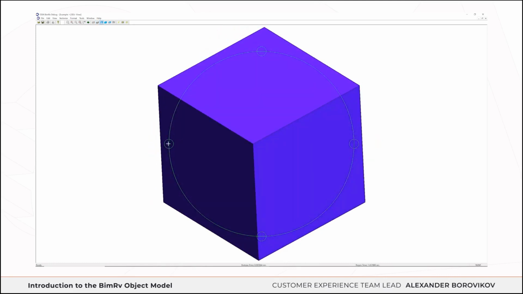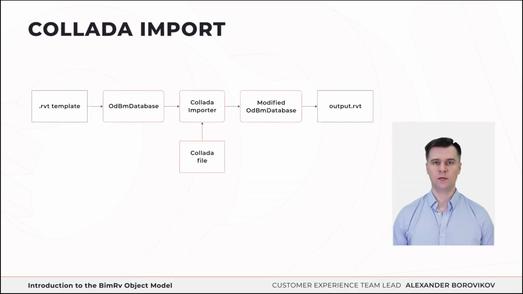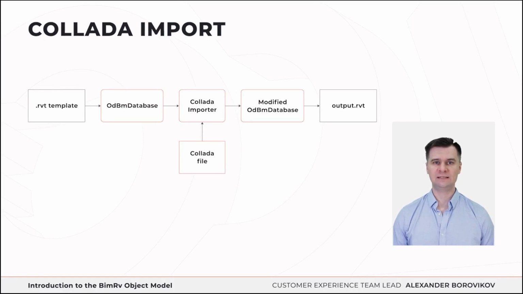That's it. That's how we created two simple elements, material and direct shape. And one more point that is connected with creation is the data import from Collada file. I need to draw your attention to the fact that when importing data from Collada to the BimRv database, we import only geometry. That means that after import, we can see, for instance, a door, but from the model point of view, that is not a door object, but a set of geometry primitives that look like a door.